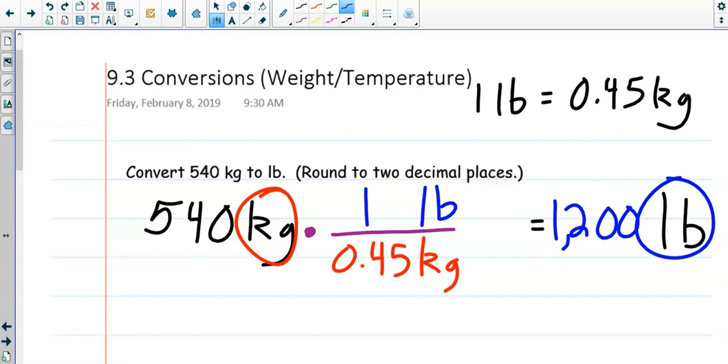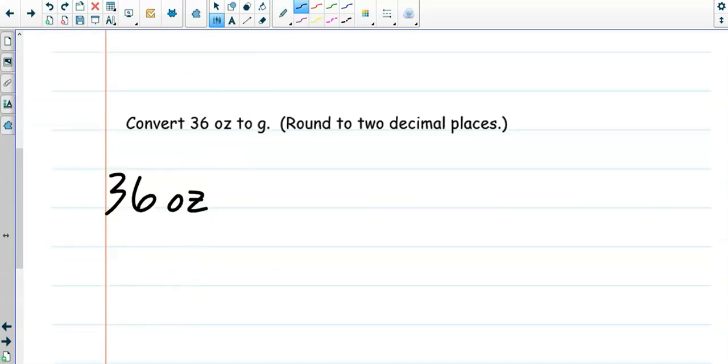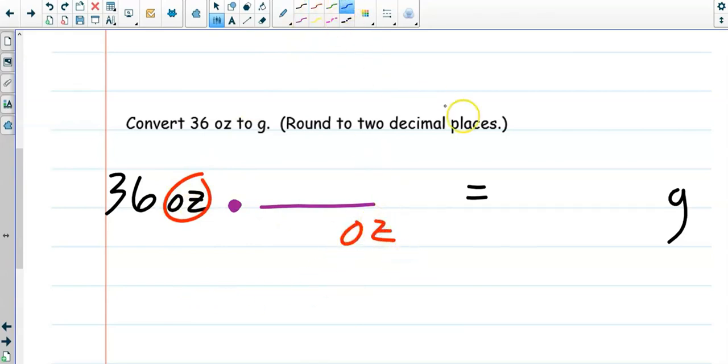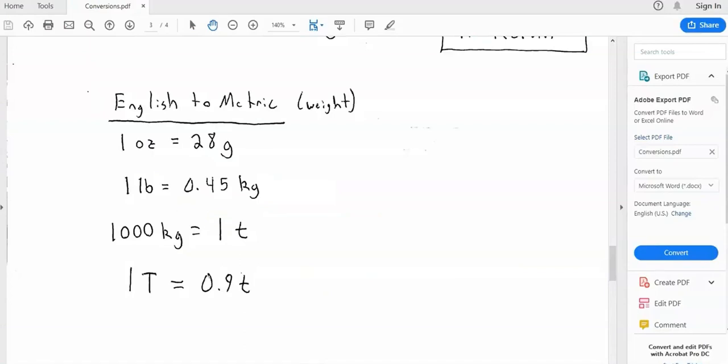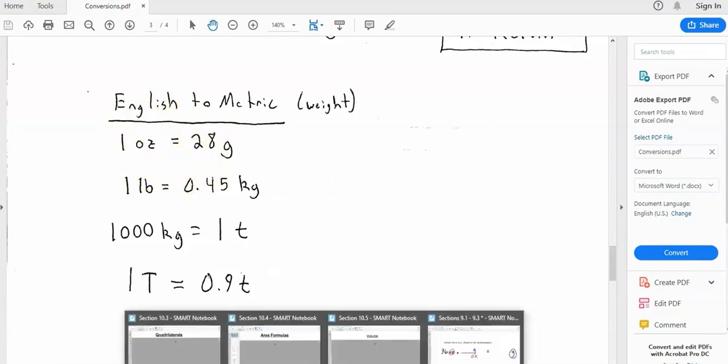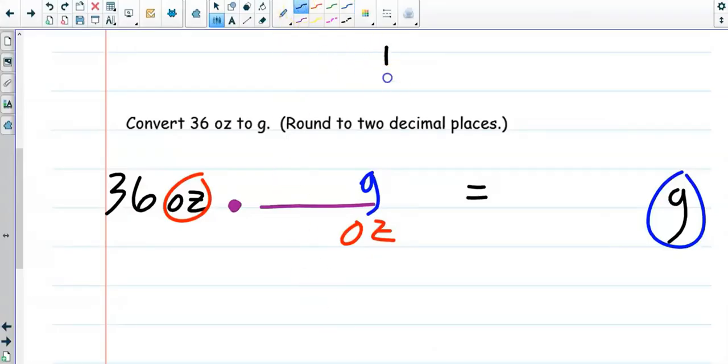So we are converting 36 ounces into grams. Again, this is English to metric, so we need to find some sort of unit fraction to help us out. Ounces will go on the bottom because that's what we're getting rid of. Grams will go on the top because that's what we want. So let's go into our notes and find something. Is there a relationship between ounces and grams? Right there. 1 ounce equals 28 grams.